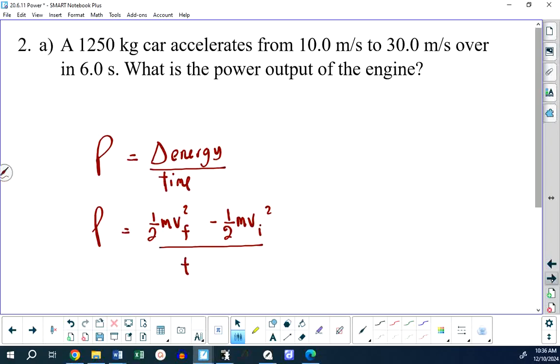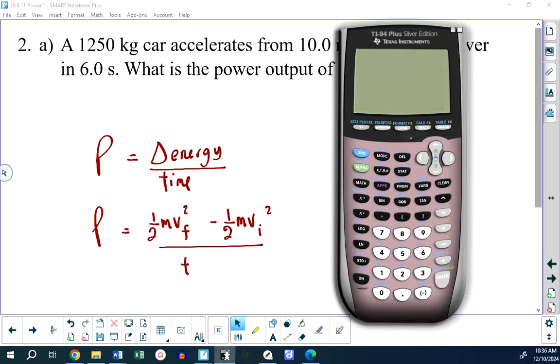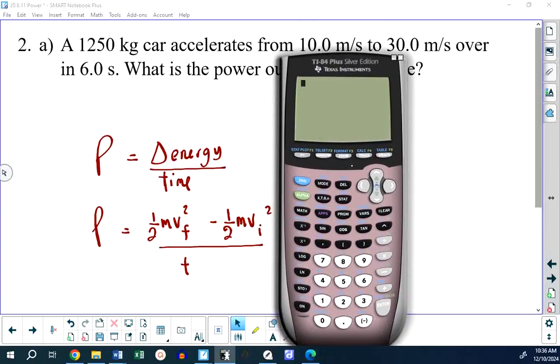I don't know that this has come up. I don't think it has. You cannot just subtract those two speeds and do one kinetic energy calculation. It doesn't work that way. You actually have to go, I'm not going to write down the numbers, 0.5 times 1250 times 30 squared minus 0.5 times 1250 times 10 squared.